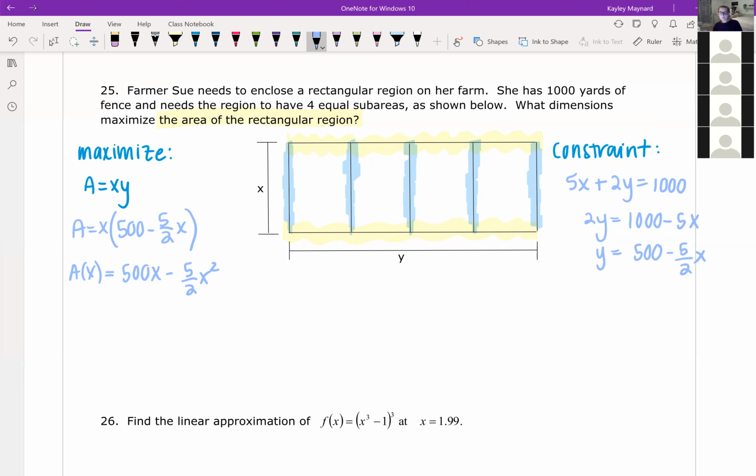Okay, so now let's come up with a domain and figure out what that is. Before we take a derivative, let's find the domain of this. The domain is a little subtle here as well, but it is actually going to be 0 to 200, and I will explain why that is.